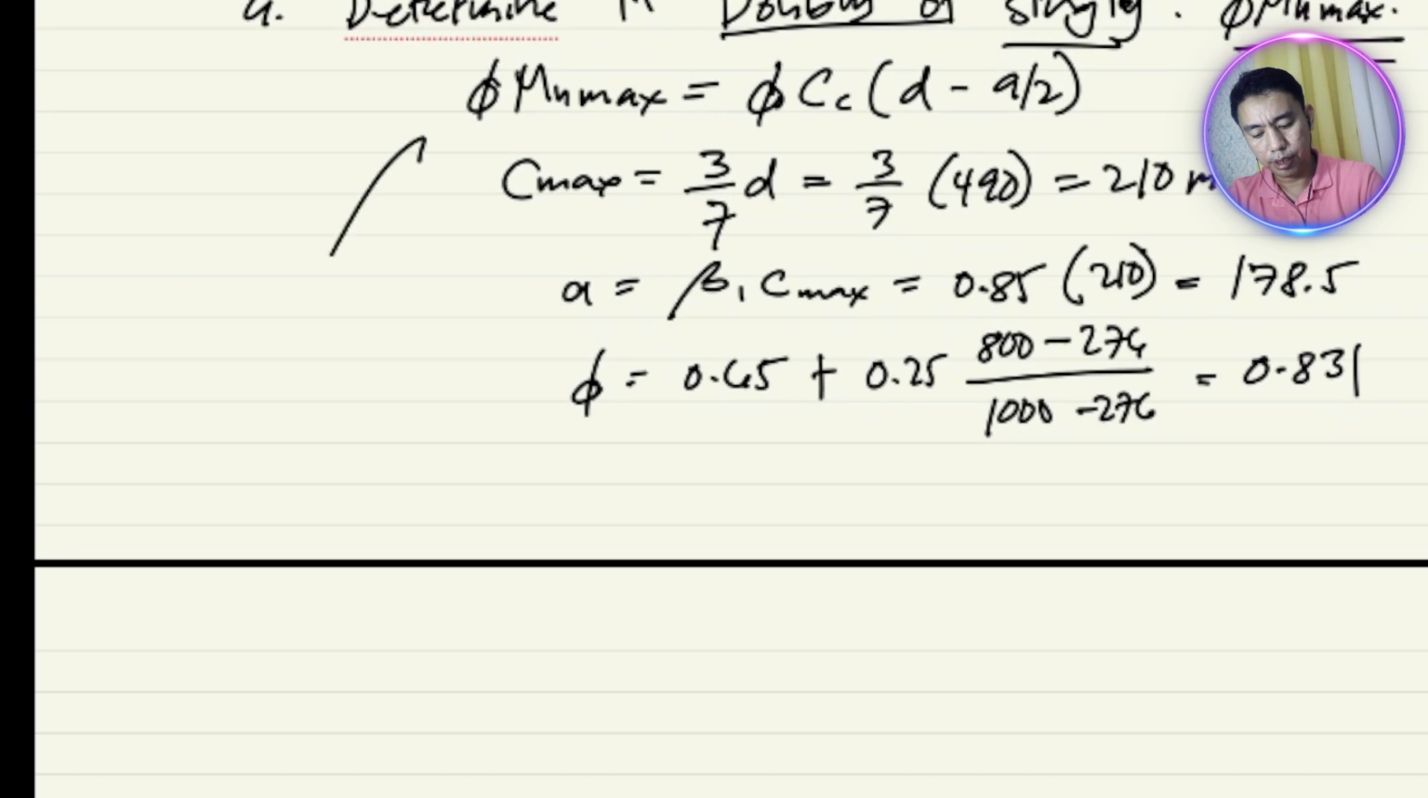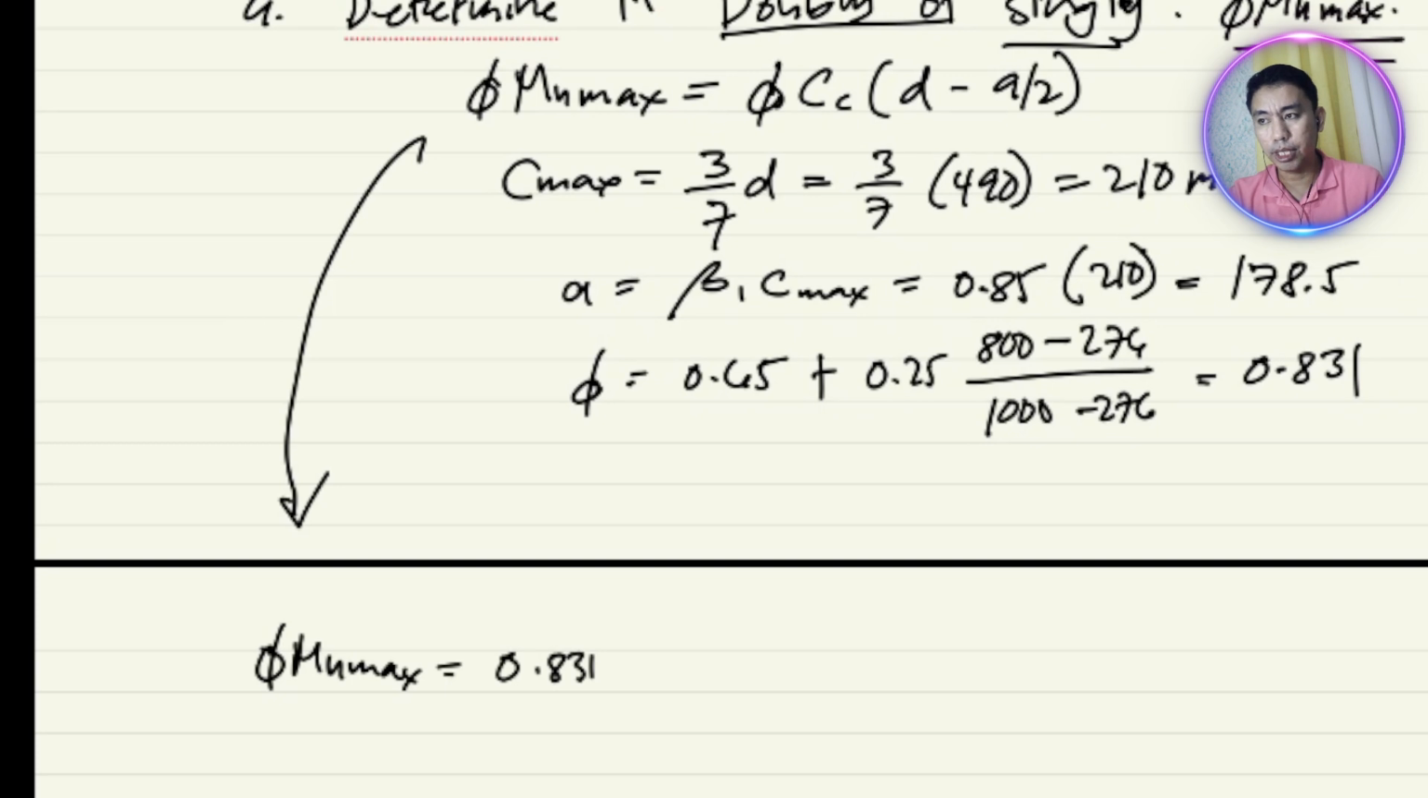So from here, ito yung phi Mn max is equal to phi 0.831 Cc. Ano yung Cc? Compression ng concrete. This is 0.85 of fc prime. Remember? 27.6 times ab. Right?